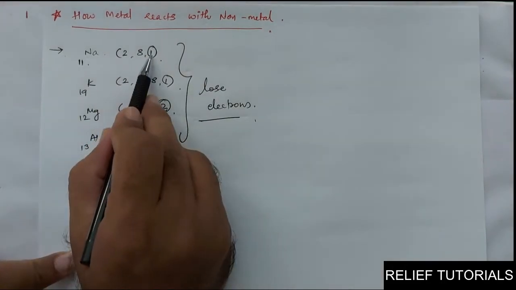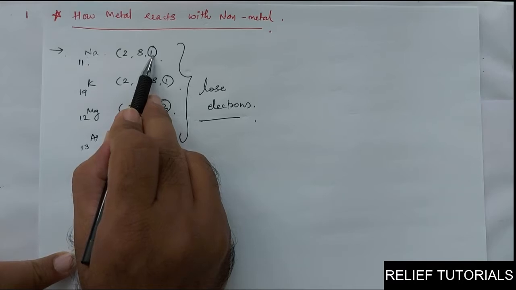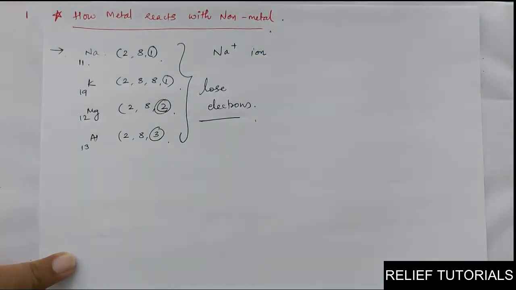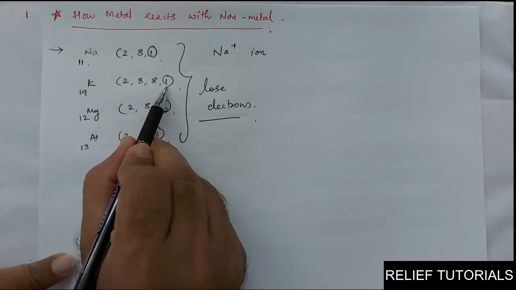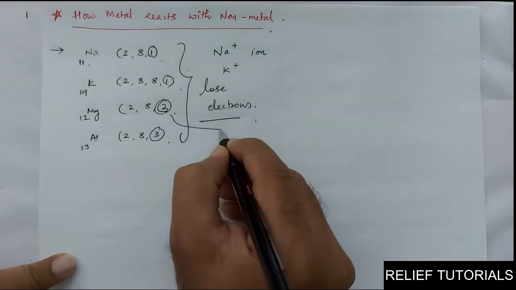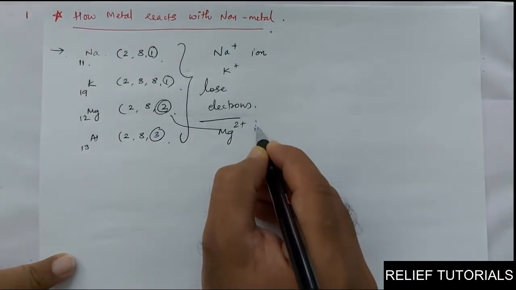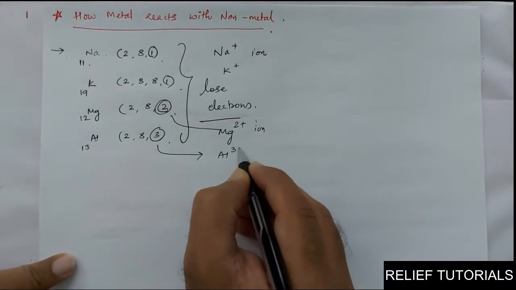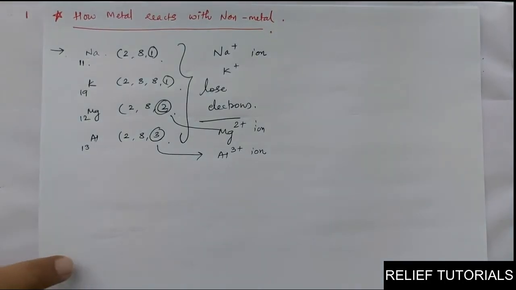Sodium has 1 electron in its outermost orbit, so it has a tendency to lose this 1 electron and it forms Na+ ion. Electron loser atoms form positive ions and electron gainer atoms form negative ions. Potassium also has a tendency to lose this 1 electron, so it forms K+ ion. Magnesium loses 2 electrons here, so it forms Mg2+ ion. Aluminium has a tendency to lose 3 electrons, so it forms Al3+ ion. Means these atoms have a tendency to lose the electron.